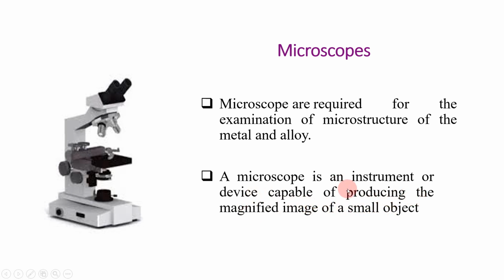It is a device which is capable of producing a magnified image, meaning a zoom image. We can generally use the term zoom. If you click on the zoom button on your computer, then the image that you are seeing will be increased in its magnification. That is what it is actually. The microscope is an instrument or device which is capable of producing a magnified image of a small object.